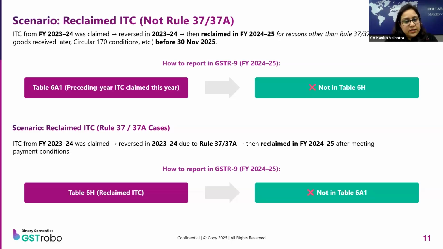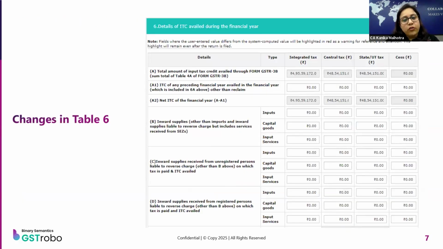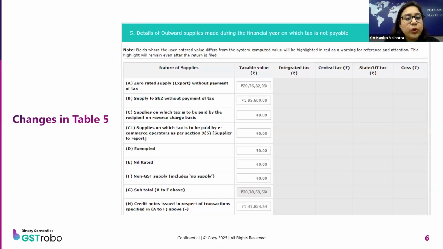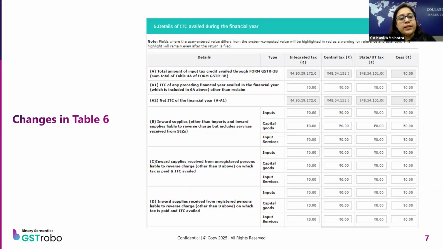Here, what will happen in GSTR 9? Now, moving on to table 6 again. If you could see, it is written ITC of any preceding financial year availed in the financial year other than reclaim. So it is the ITC of 2023-24 that you have availed in the financial year, meaning if the timeline has been given by the government to claim it by 30th November, such kinds of cases will fall here. So you are going to reduce that amount of ITC in 24-25 here, and you are going to show the net ITC for this current financial year.